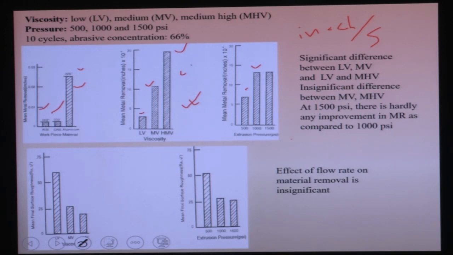Okay. So now they have considered final surface finish, meaning how much improvement in surface finish they have achieved. You can see with low viscous media, the final surface roughness is not that good. But with the increase in viscosity, from medium viscosity to medium-high viscosity, the final surface roughness of the work decreases. So the viscosity of this media has a role on the surface finish as well as material removal rate.